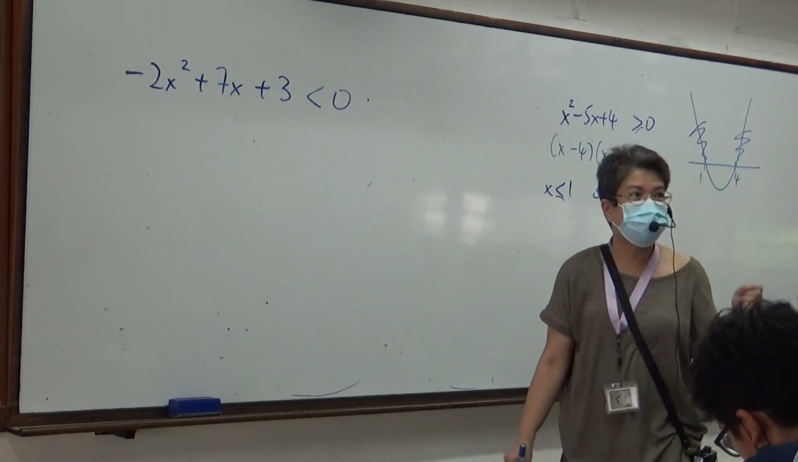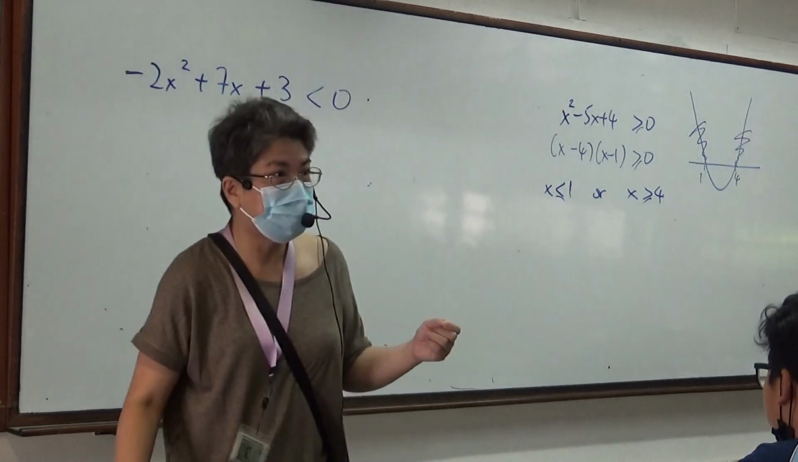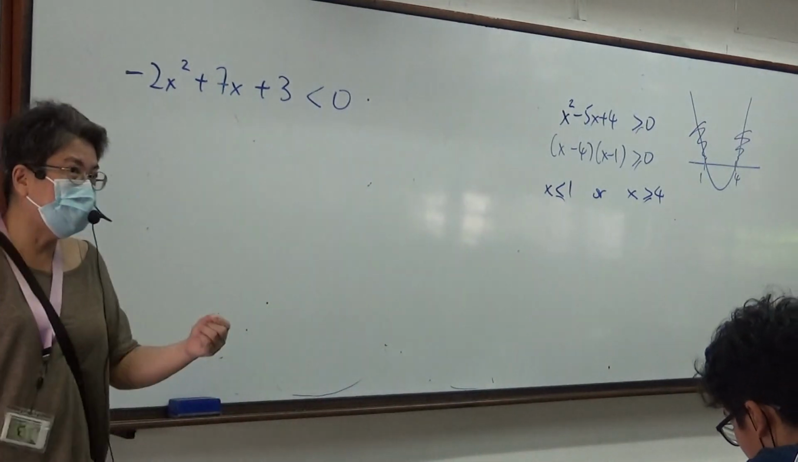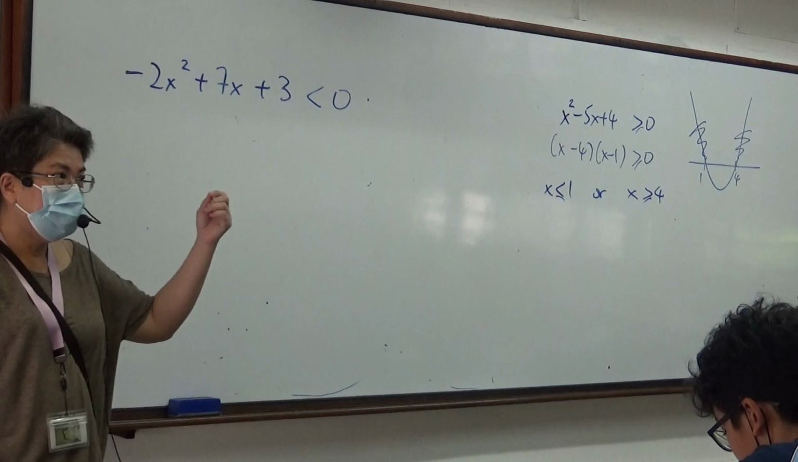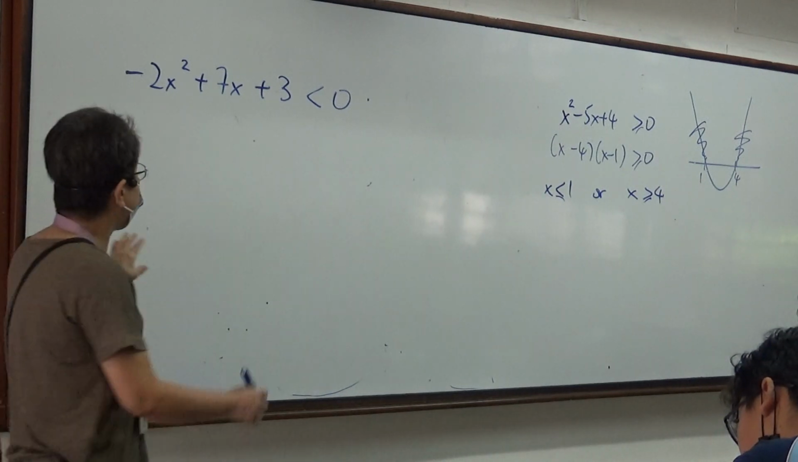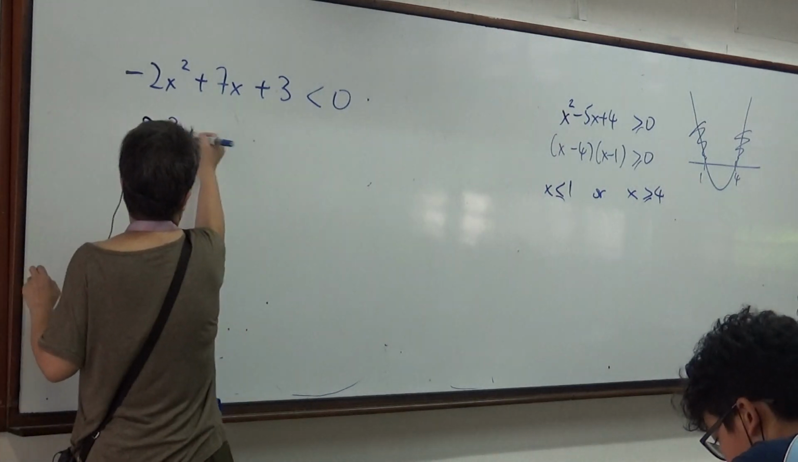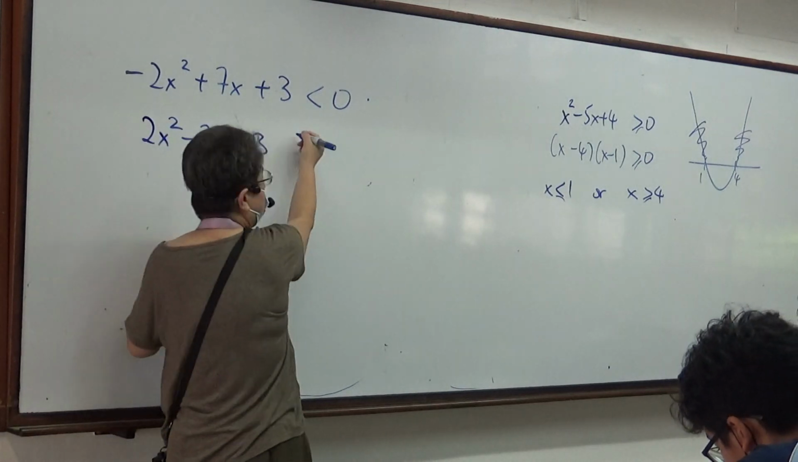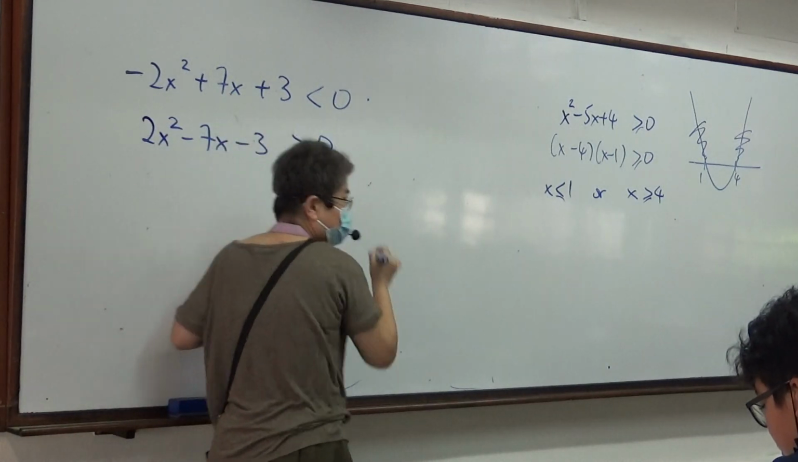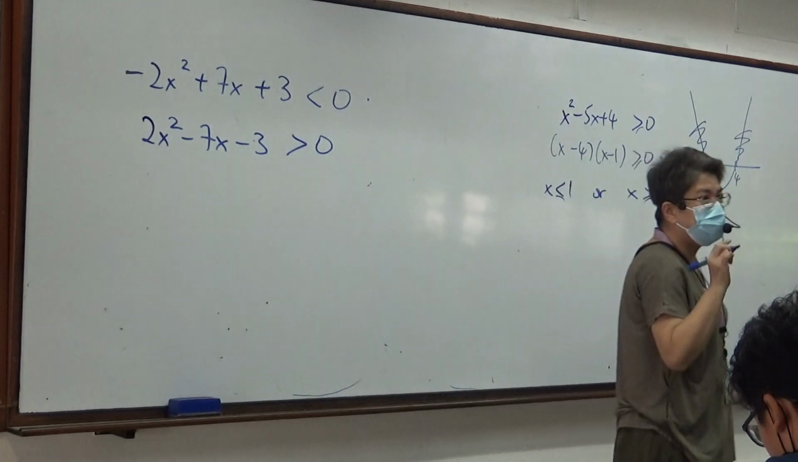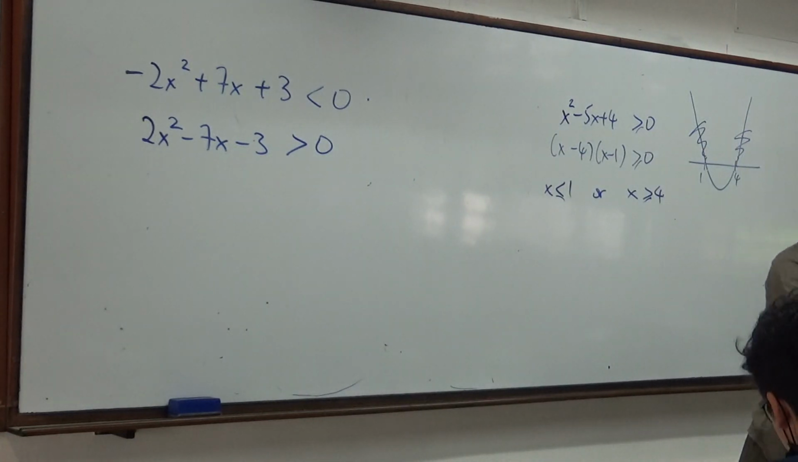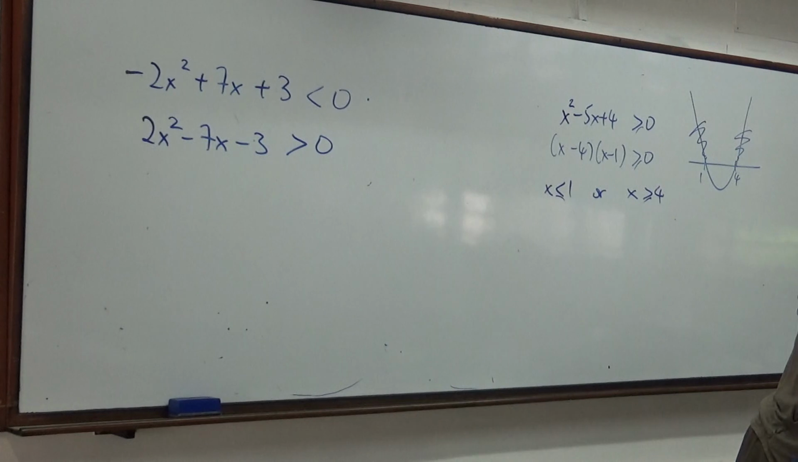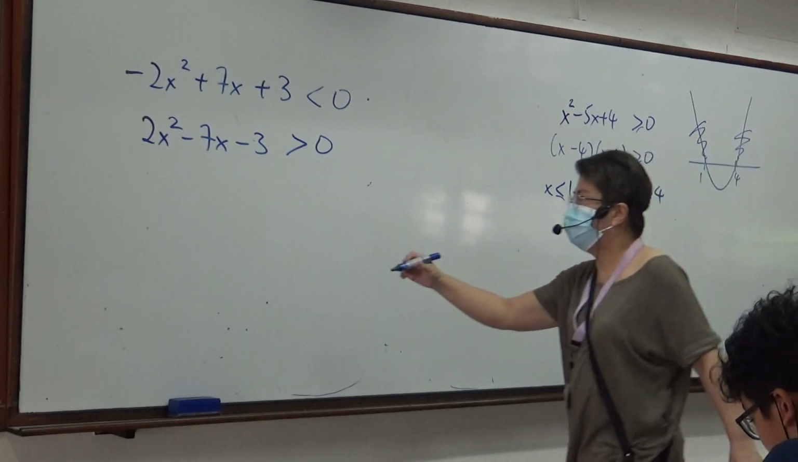So I will multiply throughout by negative 1. Correct? If I multiply by a negative number, what will happen? The sign will what? Flip. Okay, so 2x squared minus 7x minus 3. This one becomes what? Bigger than 0. What happens to students is after they multiply by negative 1, they forget to flip the sign. You understand what I'm talking about? Then I'm going to factorize this.